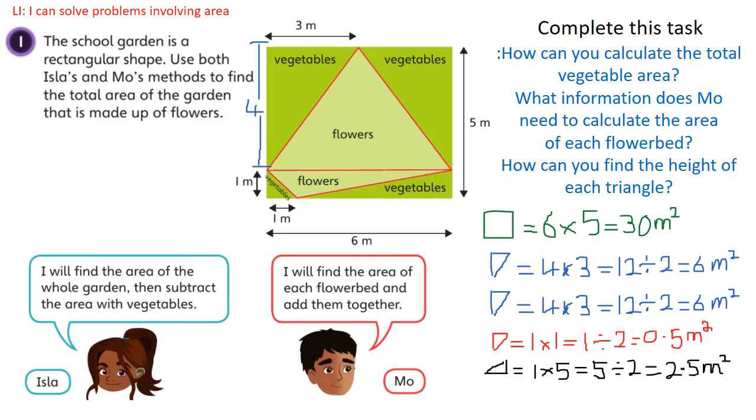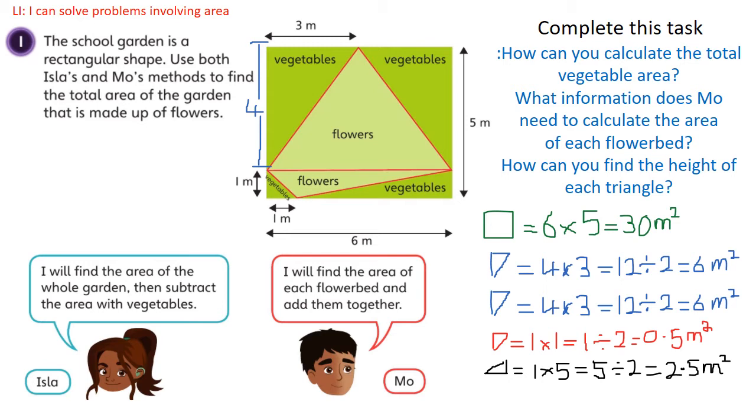So we can say 1 times 5 is 5. We divide that by 2, and we get 2.5. Now, going back to what Isla said she was going to do, she said she was going to find the area of the whole garden. Well, we've done that. That's 30 meters squared. And then subtract the area of the vegetables.